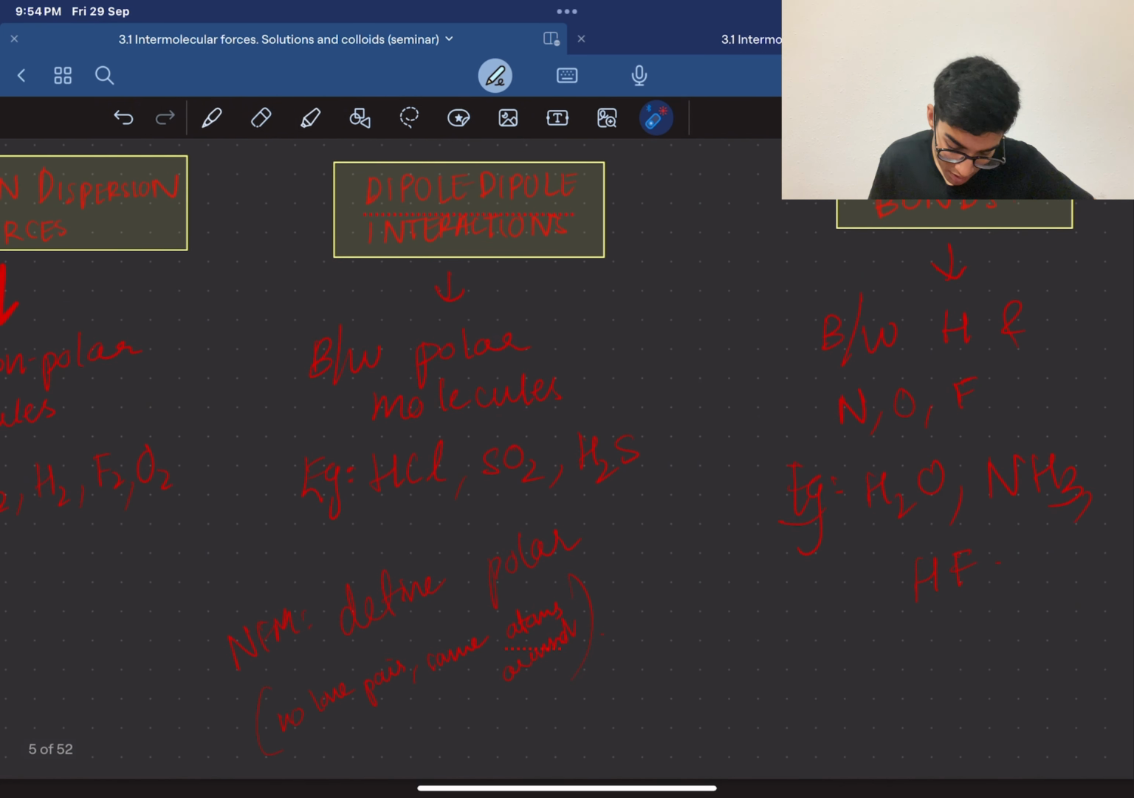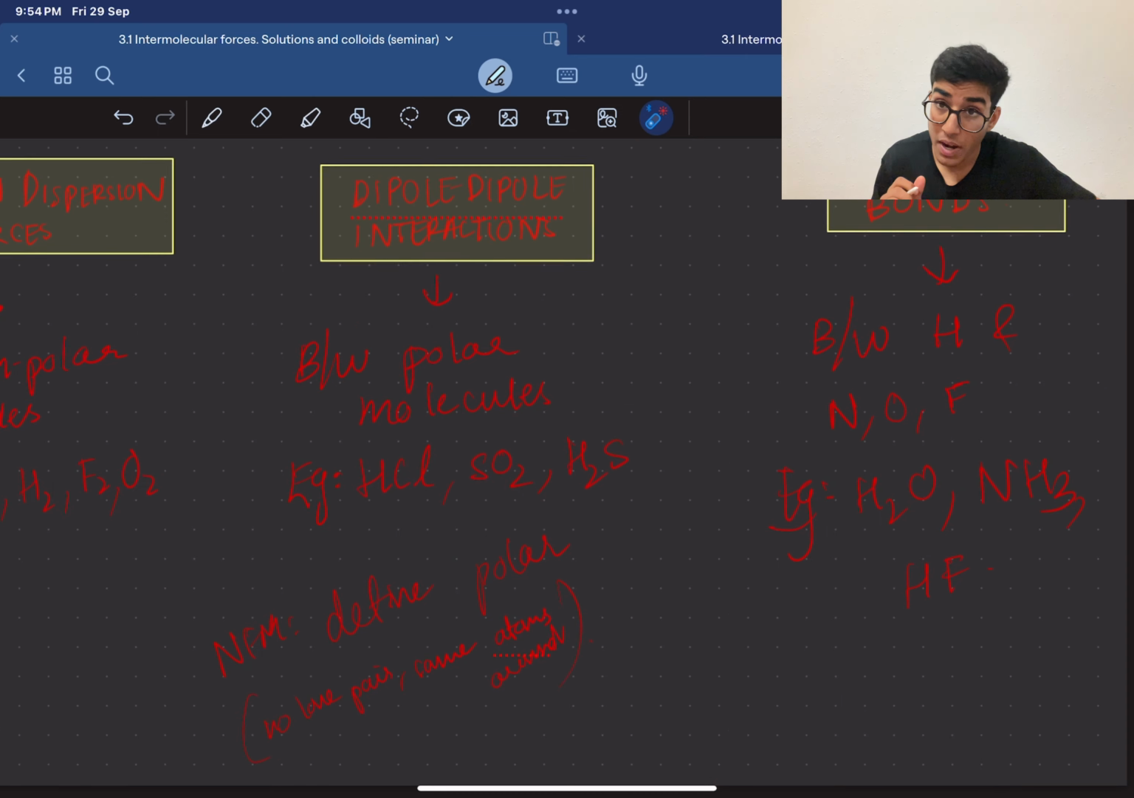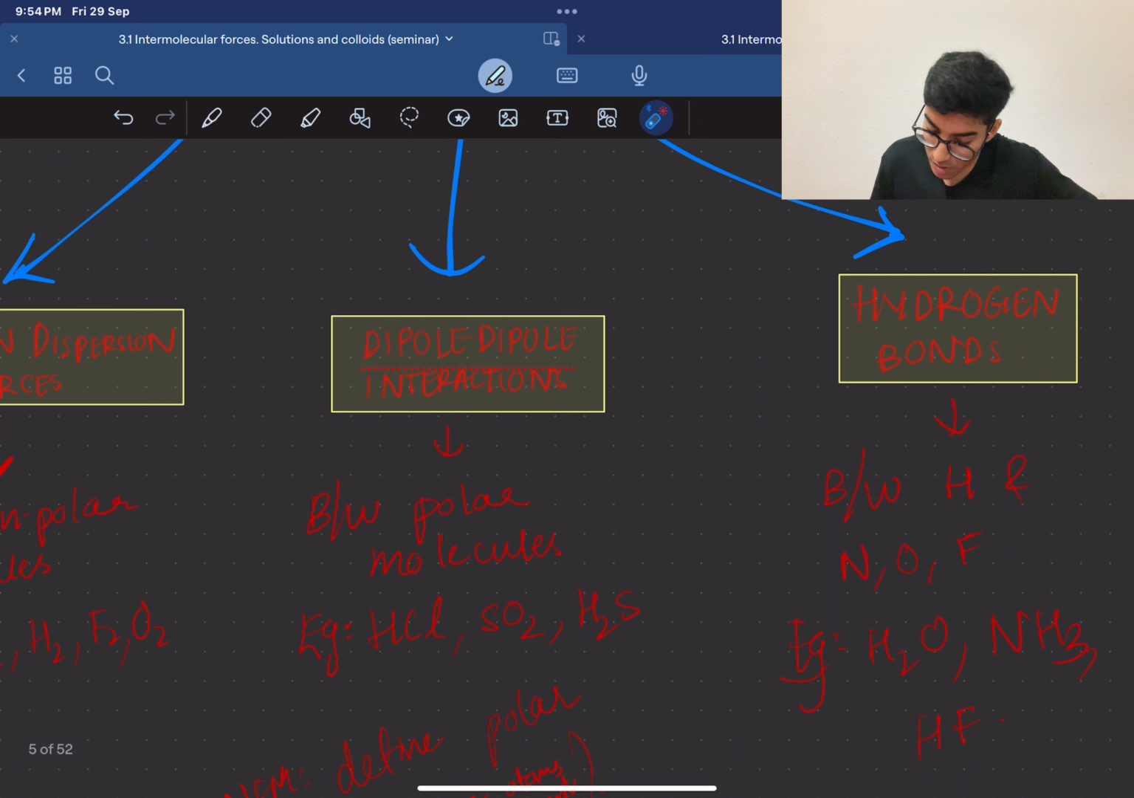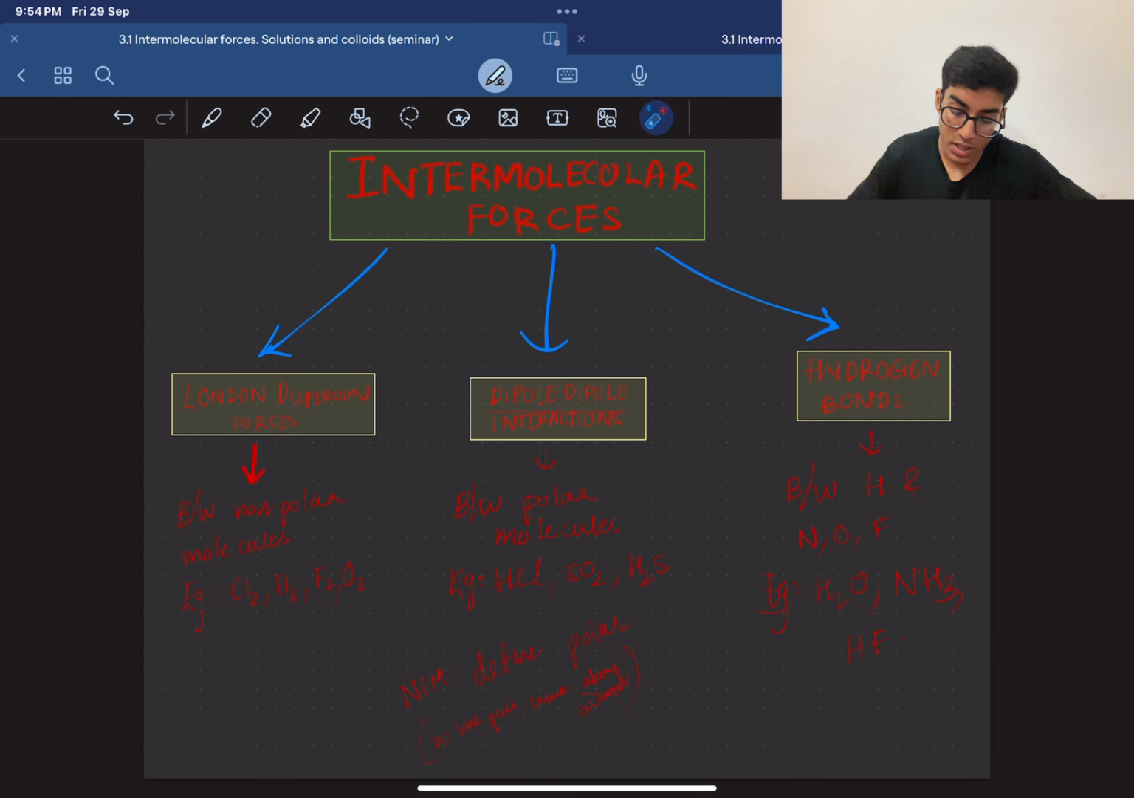And defining polar, I'm going to define polar for you again. And hydrogen bonds, I'm going to explain hydrogen bonds in the next slide. Now let's explain what polar is.